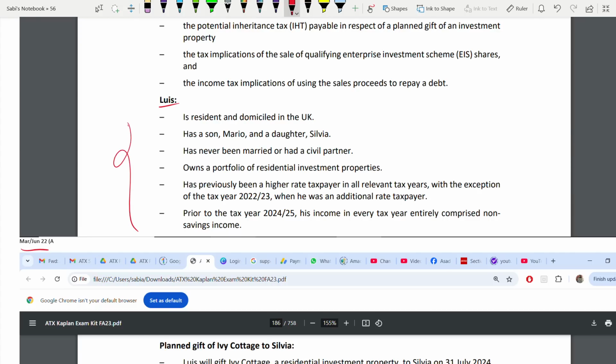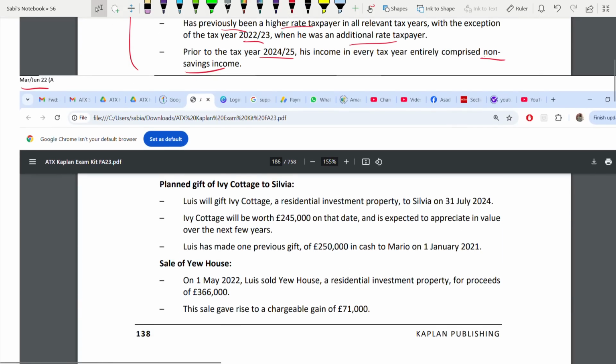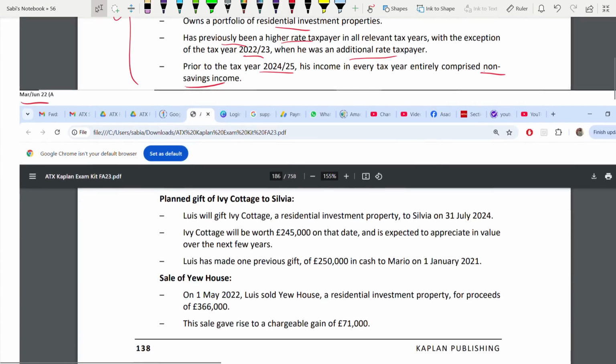It could be gift of anything. So he's a resident and domiciled in UK. He has a son Mario and a daughter Sylvia, never married, has residential investment property. So residential means if it is CGT, it's 18-28%. Previously he has been a higher rate taxpayer, but in this year he was an additional rate taxpayer. Prior to this tax year, his income comprised entirely non-savings. So now once this is set, next you will always be given the transactions.